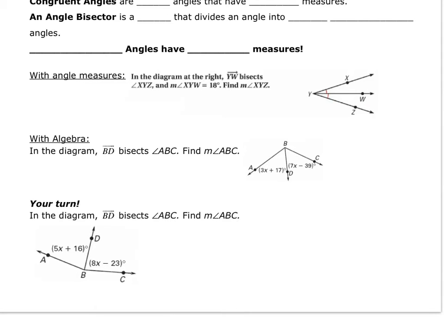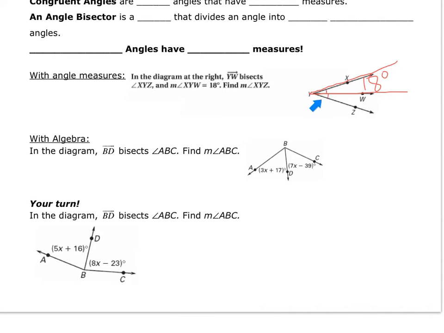Now let's look at the angle bisector with angle measures. In the diagram at the right, WY bisects angle XYZ. So here's the big angle XYZ. And it's telling us that the measure of angle XYW is 18 degrees. Again, the important part when you work with angles is to make sure you're putting the measurements in the correct angle on the diagram. So XYW is 18 degrees.